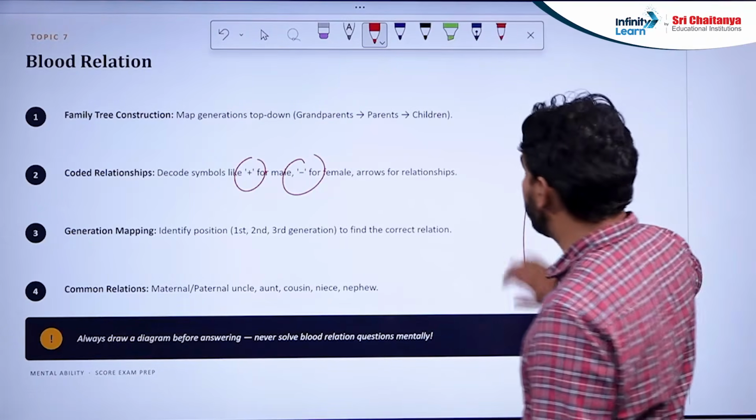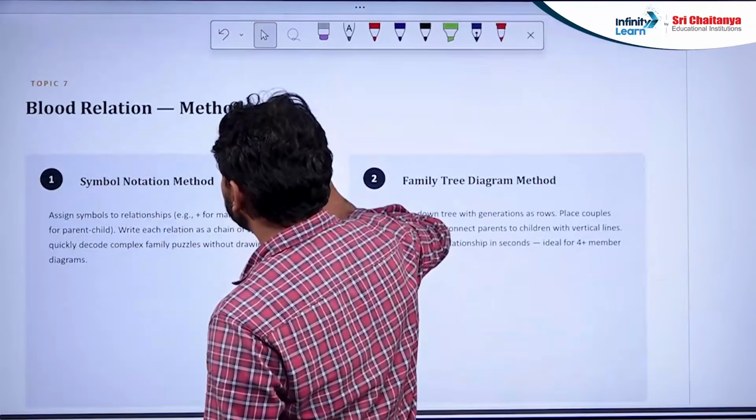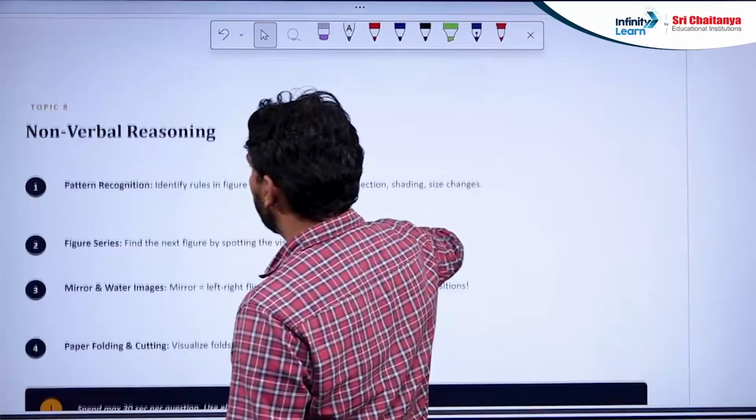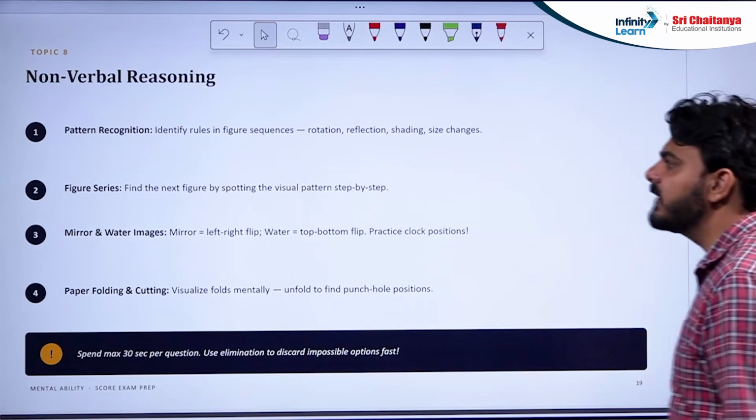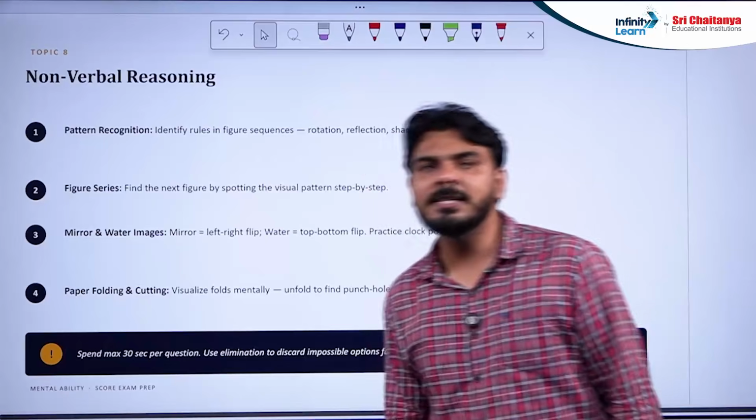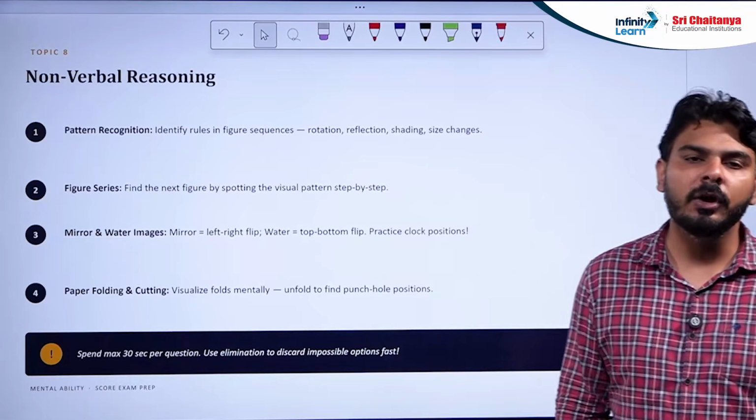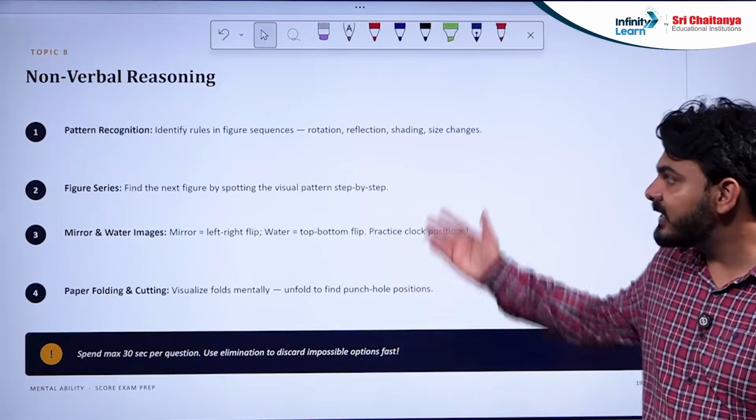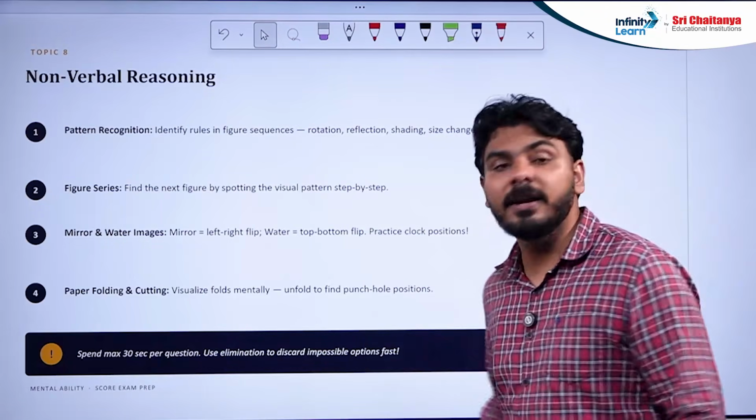Let us now move on to our next topic. Ladies and gentlemen, our next topic is non-verbal reasoning. This part is very easy, and I think this is the most exciting chapter. It makes students very excited when they see problems like this. Non-verbal reasoning is like figure-based questions.